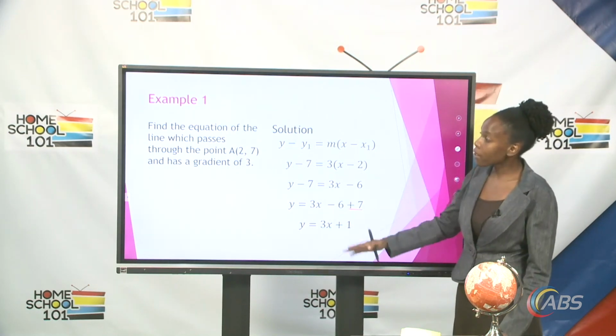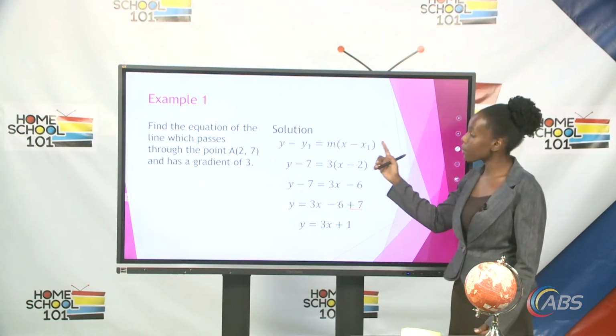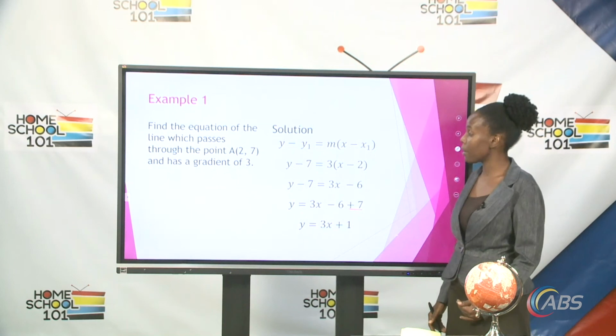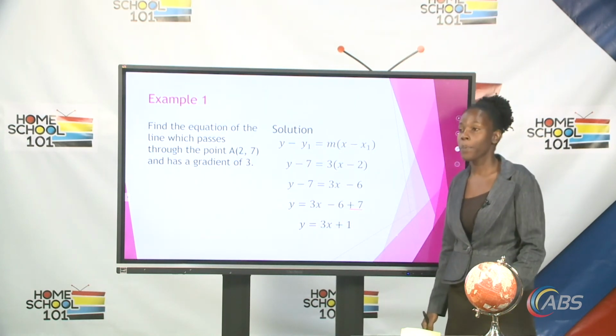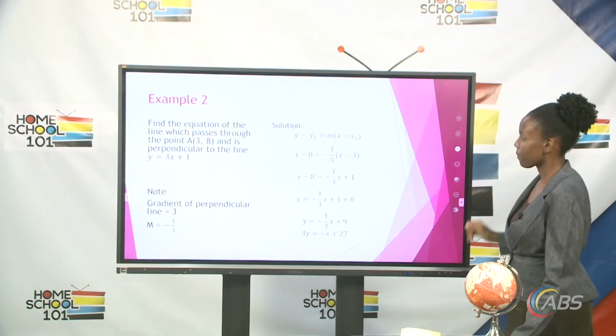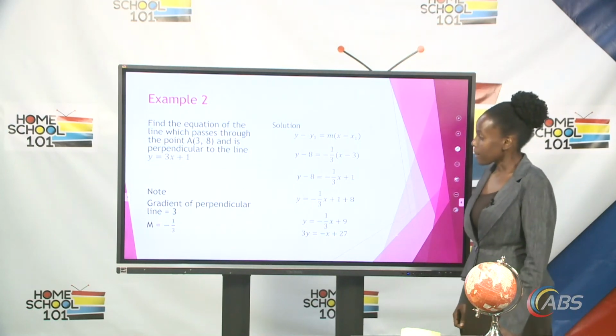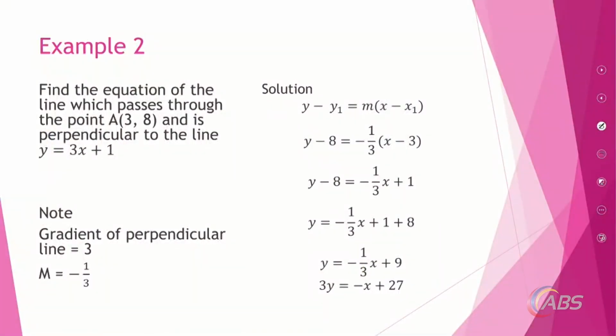So again, once we know a point on the line and the gradient of the line, we substitute into this formula, substituting the x and the y coordinate as well as the gradient, and we simplify to obtain the equation of the line. A second example, it says find the equation of the line which passes through the point A with coordinates 3 and 8 and is perpendicular to the line y is equal to 3x plus 2.